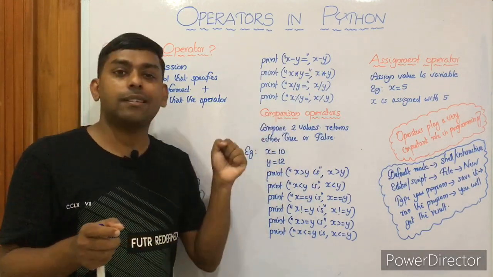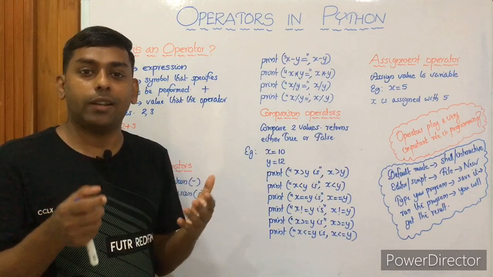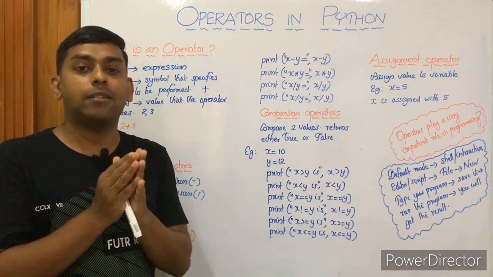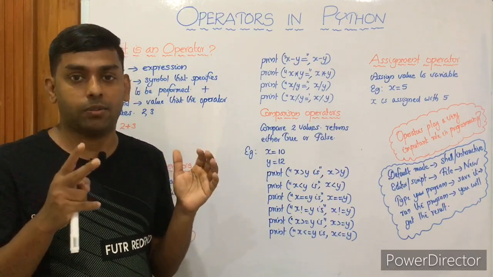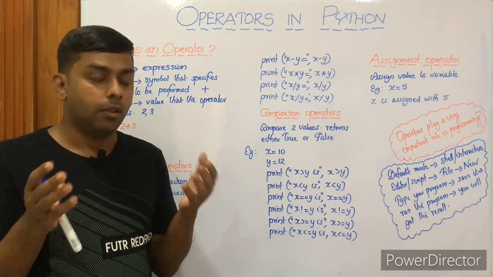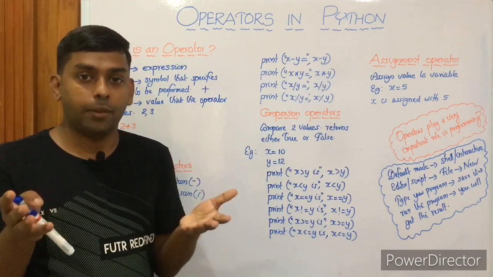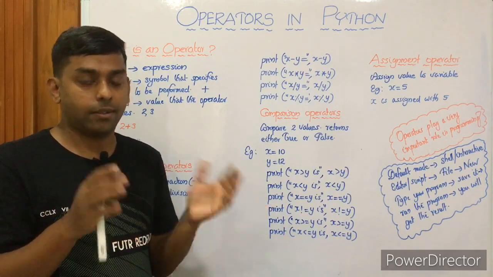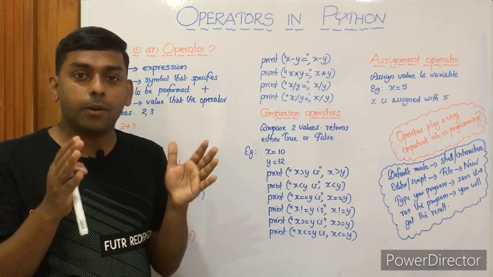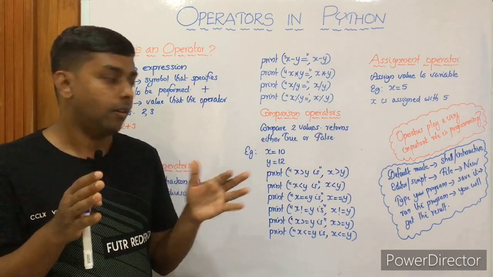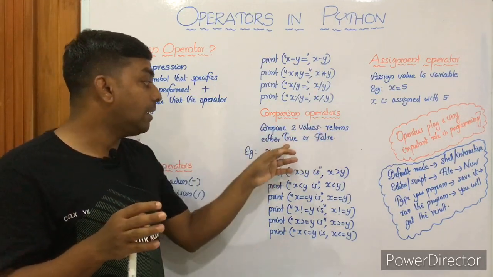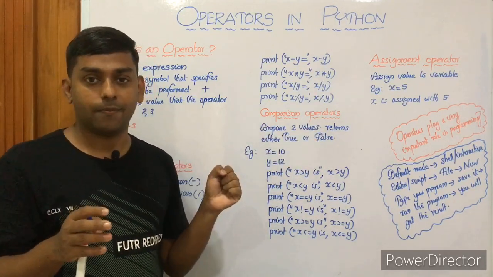Okay. Then next is comparison operators, or we can call them relational operators. Comparison operators are used to compare two values, like whether we check the value of a is equal to b or not, a is greater than b or not, a is less than b or not. That's what comparison is. So another terminology for comparison is relational. It compares two values and returns either true or false.